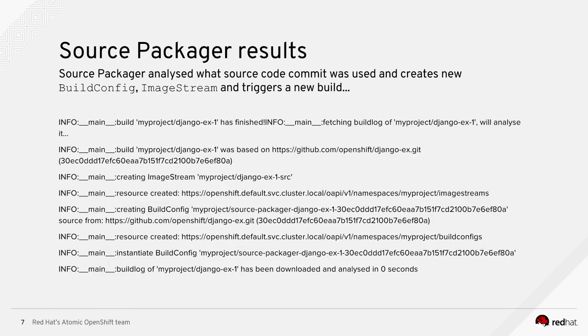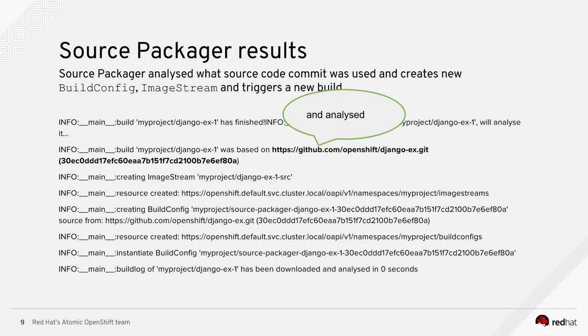So what does it look like? If we look at the log file of source packager, we see that the source packager is looking for completed builds and fetching the build log now. After that, it will analyze the build log and, for example, figure out that this build has been using a Git repository called Django example. It's one of the well-known OpenShift examples, and that the source code repository has been checked out at a specific Git hash.